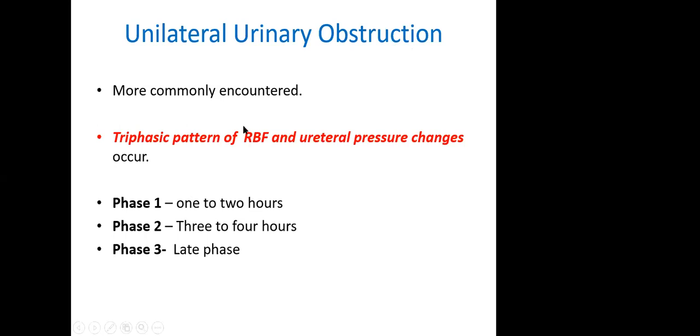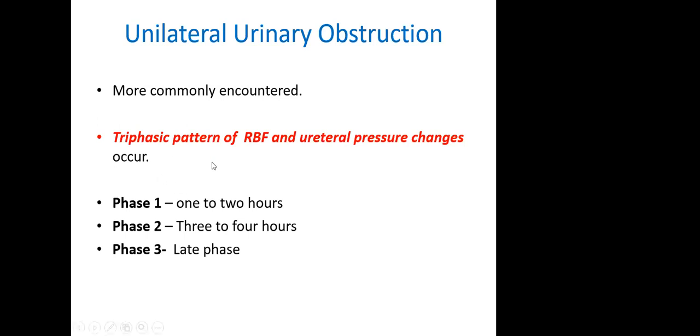For example, if a kidney stone obstructs a portion of the ureter on one side, what pathophysiology is going to occur? Initially, three phases occur in unilateral obstruction. In all these obstructions, you must remember two things: what happens to the renal blood flow, what happens to the GFR, and what happens to the pressure in the ureter. These three factors are important in determining the outcomes of the obstruction.